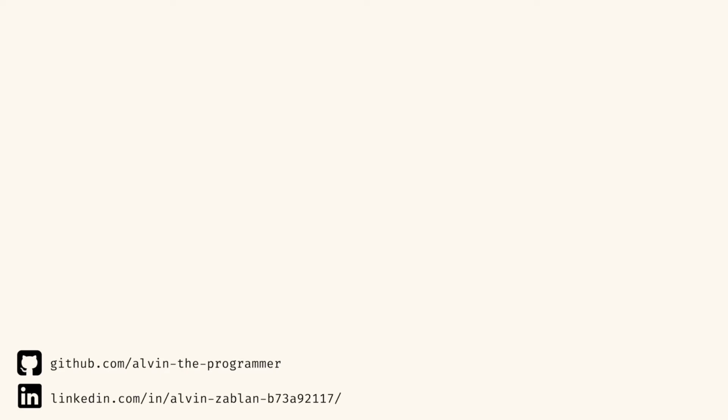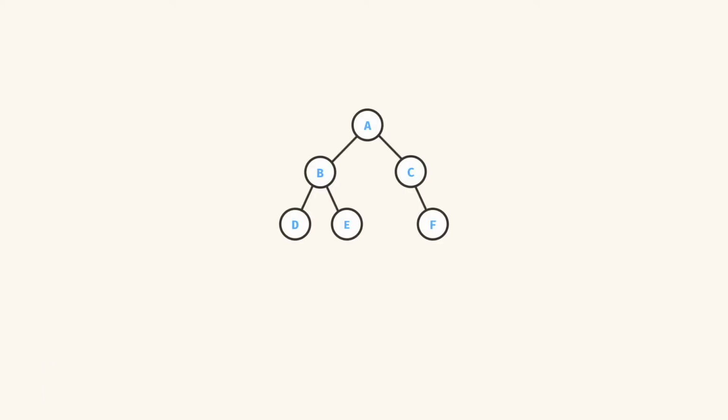So in this problem we want to take in the root of a binary tree and return the rightmost node in the bottom level of that tree. So what does that mean?